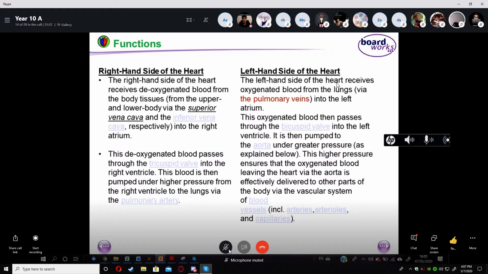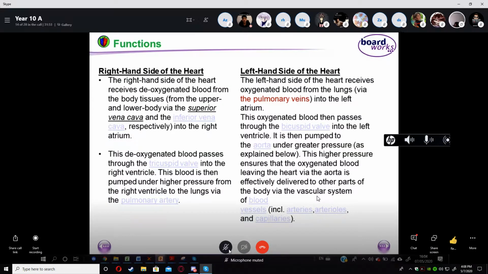This is basically everything that I just told. The left hand side of the heart receives oxygenated blood from the lungs via the pulmonary veins into the left atrium. This oxygenated blood passes through the bicuspid valve into the left ventricle. It is then pumped to the aorta under greater pressure, as explained below. This higher pressure ensures that the oxygenated blood leaving the heart via the aorta is effectively delivered to different parts of the body.